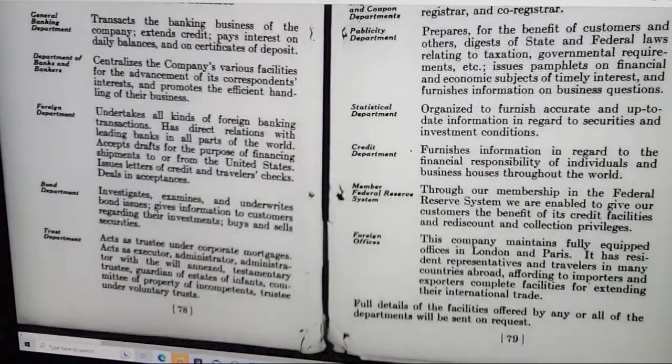Department of Banks and Bankers centralizes the company's various facilities for the advancement of its correspondents' interests and promotes the efficient handling of their business. Foreign Department undertakes all kinds of foreign banking transactions, has direct relations with leading banks in all parts of the world, accepts drafts for the purpose of financing shipments to or from the United States, issues letters of credit and travelers checks, deals in acceptances.